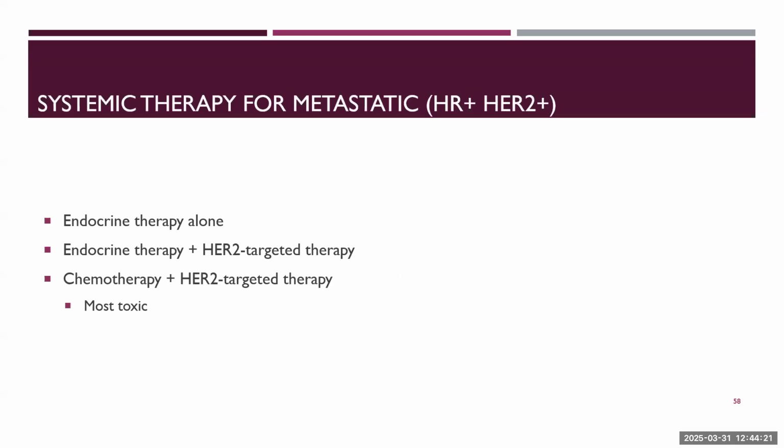So if they are HR positive, HER2 positive metastatic breast cancer, we have a couple of different options. You can do endocrine therapy alone, which is not super common, or we either do endocrine therapy or chemotherapy with HER2 targeted therapy. Depending on the performance status of the patient, how well they are doing and what they're presenting with in terms of symptoms. The chemotherapy with HER2 targeted therapy is the most toxic. So if they are presenting with a lot of symptoms already, maybe do endocrine therapy with HER2 targeted therapy. So it's kind of risk versus benefit in terms of what these patients might receive.